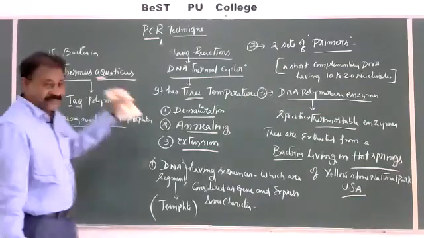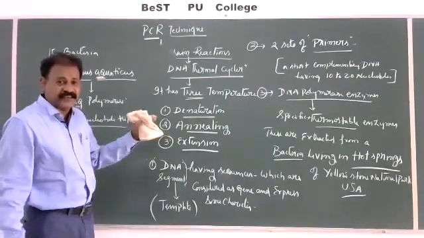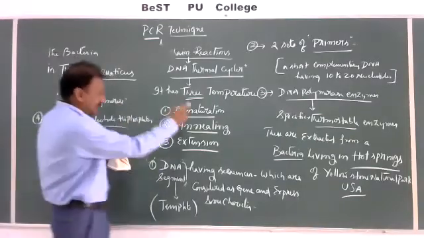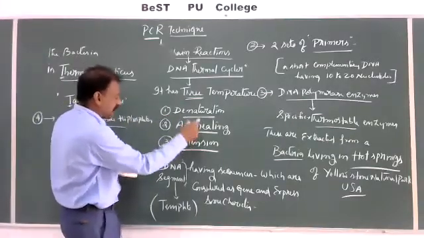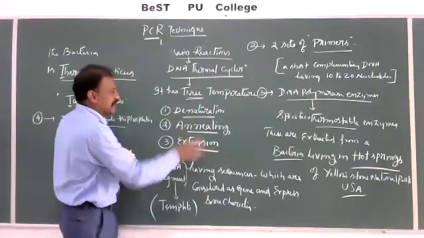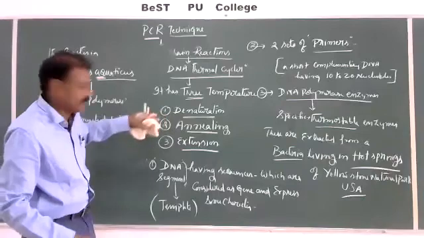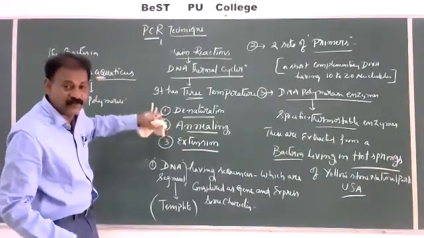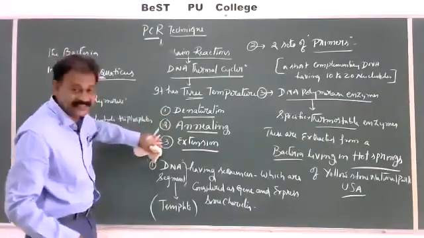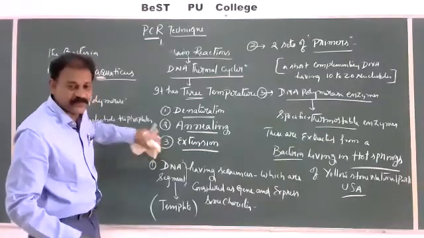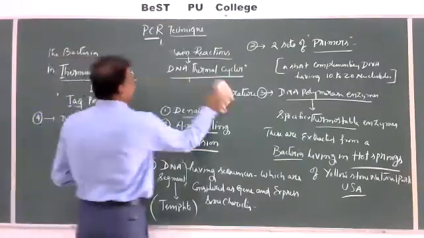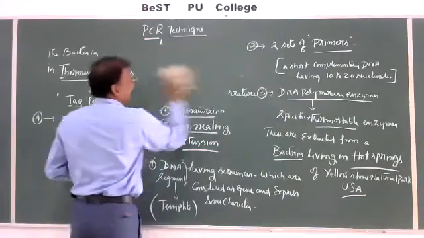Now, the PCR technique involves three steps: denaturation, annealing, and extension. Let us see this clearly. What does denaturation mean? How much temperature is required? What does annealing mean? How much temperature is required? What does extension mean? How much temperature is required? Let us see the PCR technique.